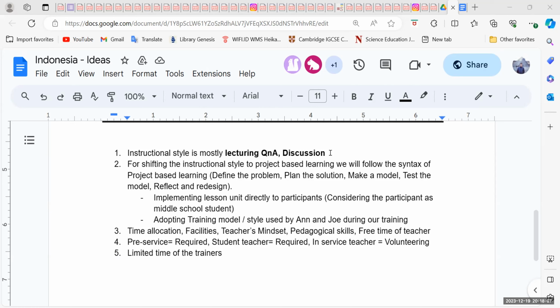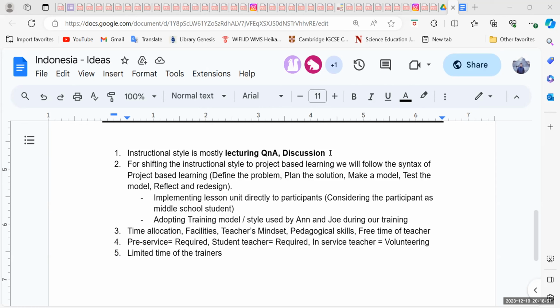So we think there are two ways to implement our TOT training. First, we would like to implement the lesson units that we have developed, for example the water quality lesson unit, directly to participants, considering the participants as middle school students. That's the first idea that came to our mind. The second one is just adapting the training model that was introduced by you, Anne, and also Joe during our training currently.